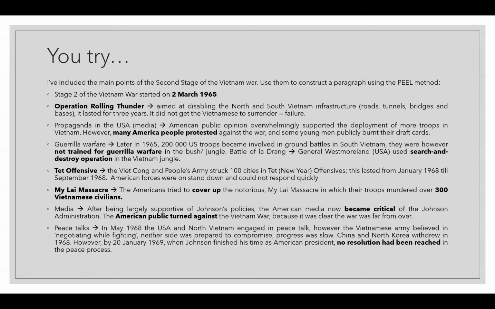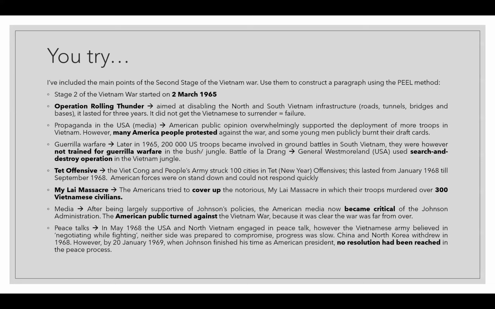Later in 1965, we had 200,000 US troops deployed to Vietnam on ground battles. So remember, before we had aeroplanes and things like that with the Agent Orange and the Rolling Thunder. Now we've got people on the ground, but they were not trained for guerrilla warfare in the bush and in the jungle. So when they got into the jungle, they didn't know how to fight. And as a result, with the Battle of La Drang, we had General Westmoreland from the USA using search and destroy operation in the Vietnam jungle.